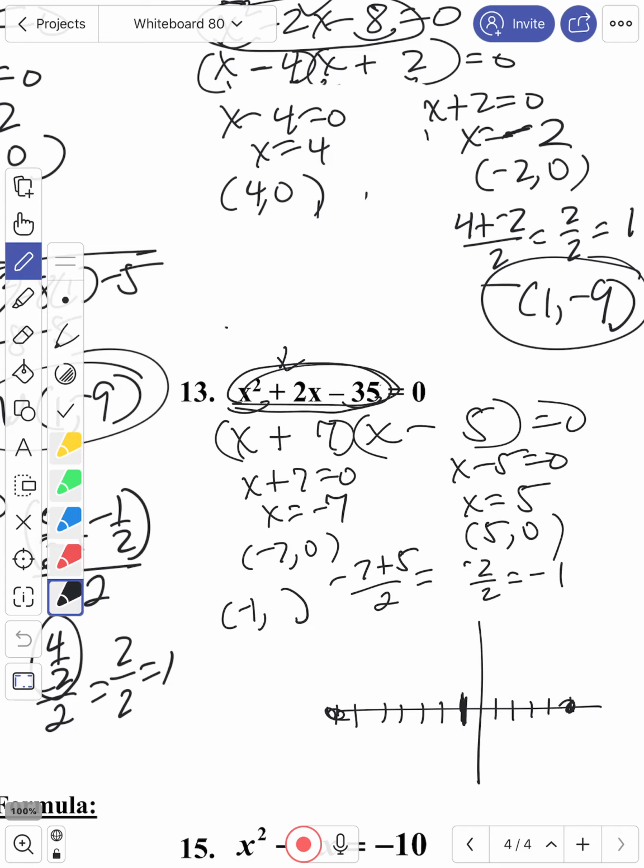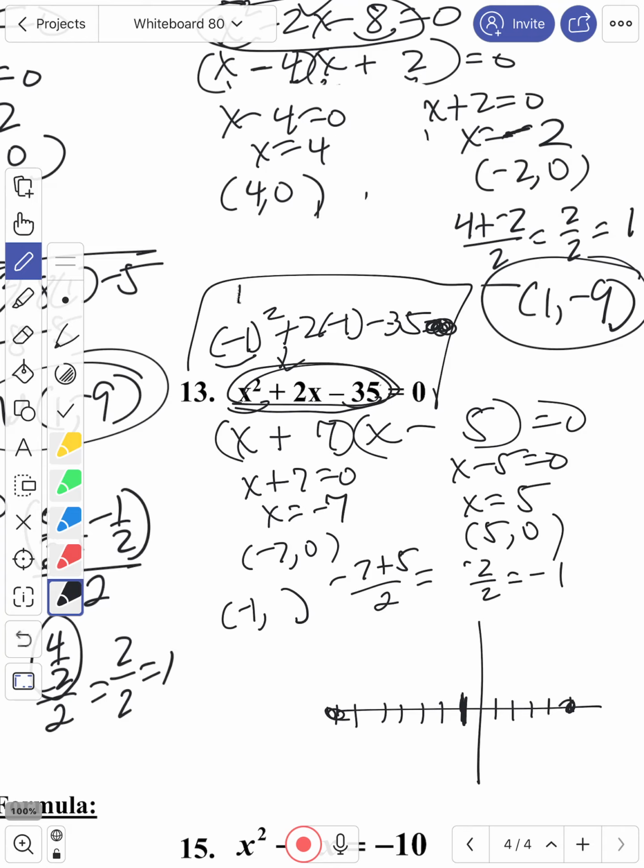I'm going to fill it into the original. Negative 1 squared, 2 times negative 1, minus 35. Negative 1 squared is 1, plus negative 2, minus 35. That gives me negative 36.